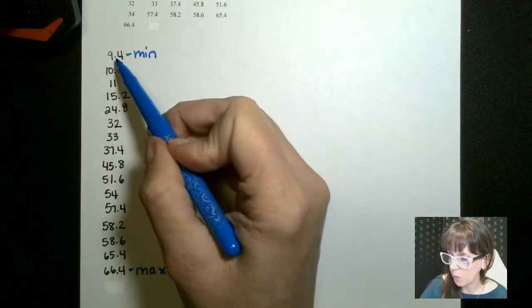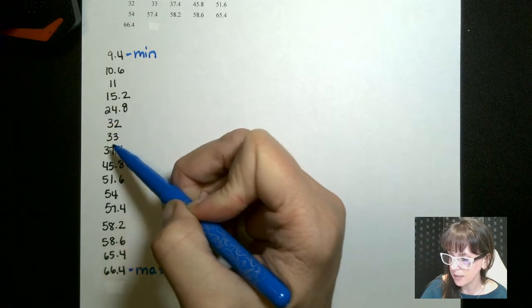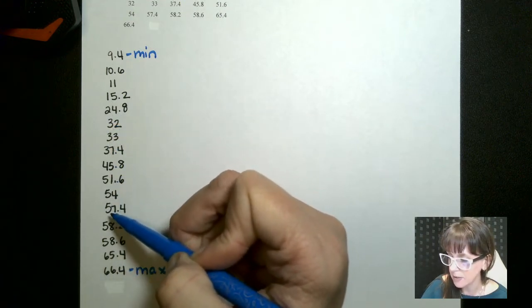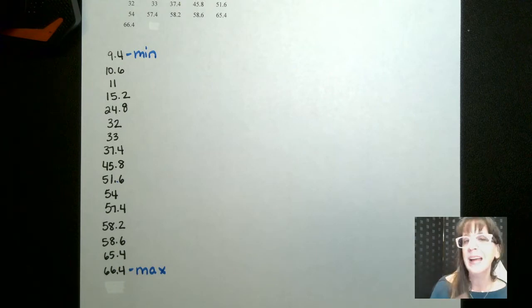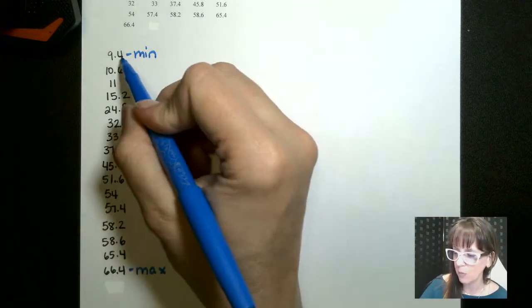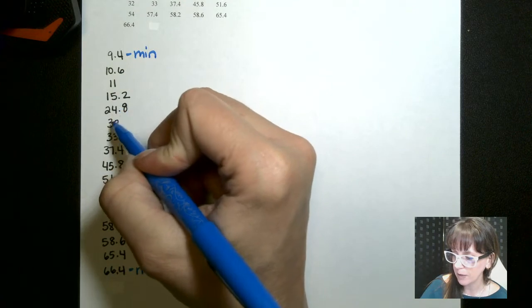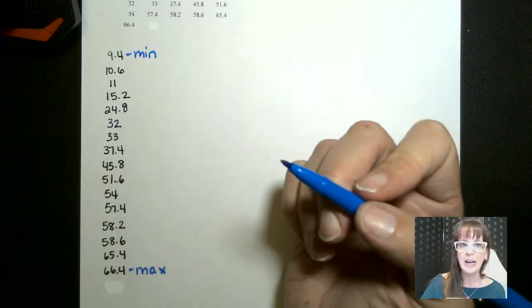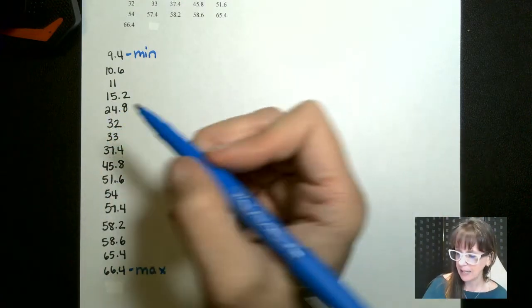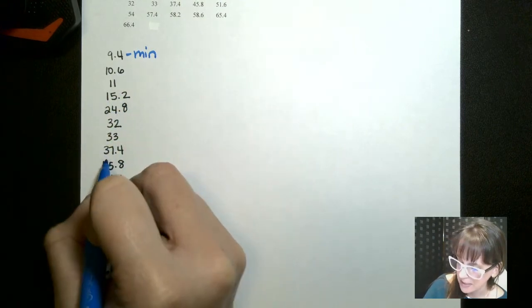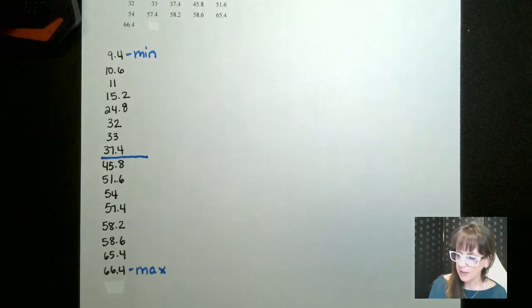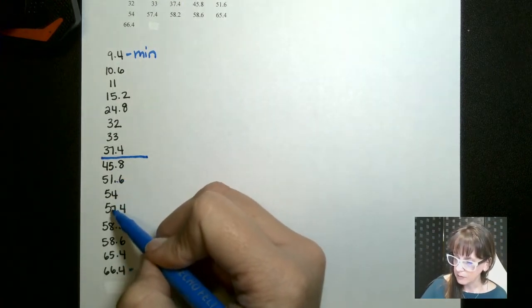Now, let's see, we have 1, 2, 3, 4, 5, 6, 7, 8, 9, 10, 11, 12, 13, 14, 15, 16 pieces of data. This time we have an even number. Half of 16 is 8. So let's count 1, 2, 3, 4, 5, 6, 7, 8. So I need 8 to be on either side of my data. So 1, 2, 3, 4, 5, 6, 7, 8. This time I'll pay attention when I do it. And then 1, 2, 3, 4, 5, 6, 7, 8.